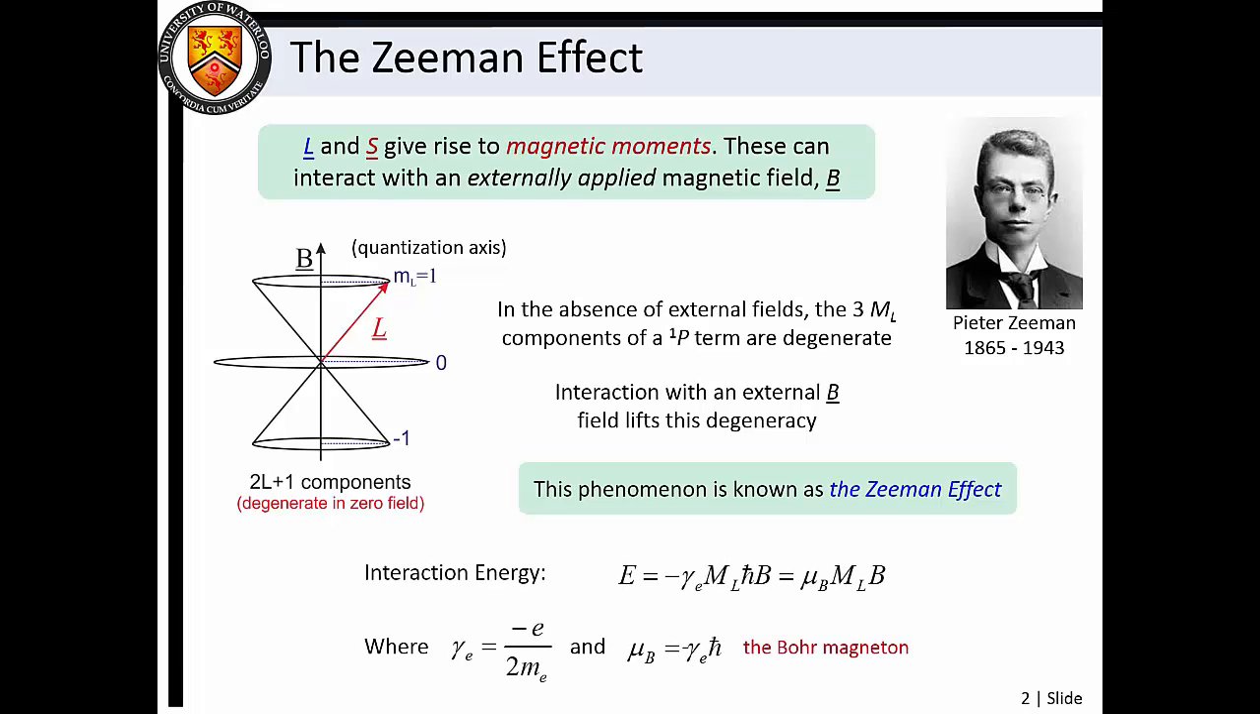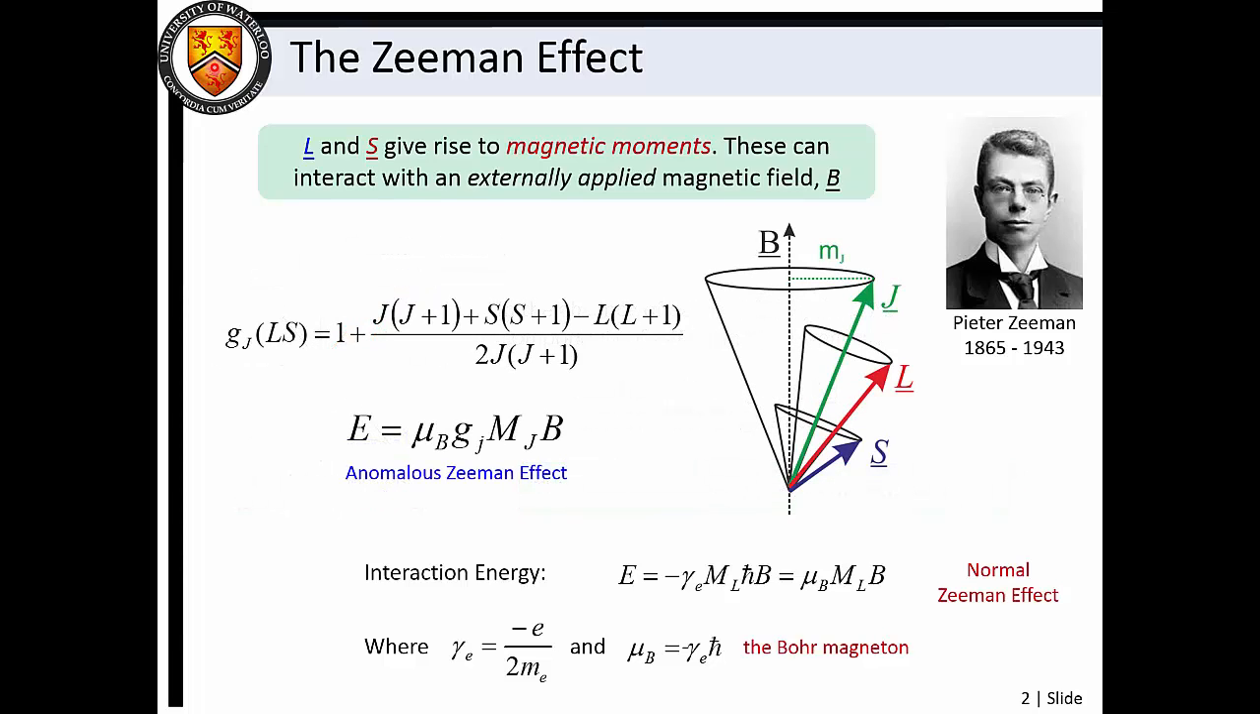In the case where S equals 0, the interaction energy is defined by the strength of the magnetic field and the projection of L onto the field axis. Here, the projection of L is defined with the projection quantum number m sub L, and the constant of proportionality is the Bohr magneton, μB. This scenario, where S equals 0, is known as the normal Zeeman effect.